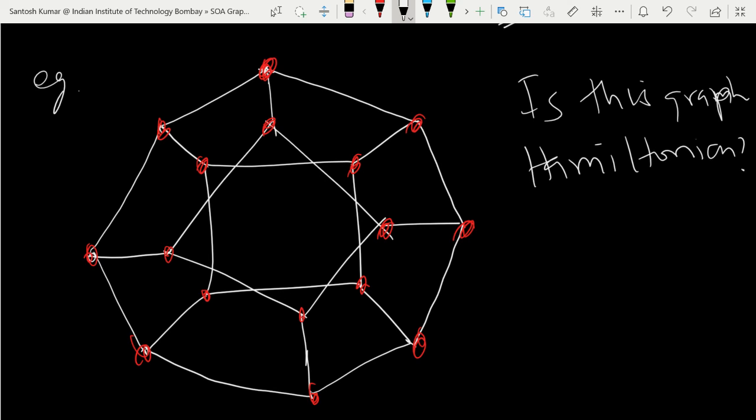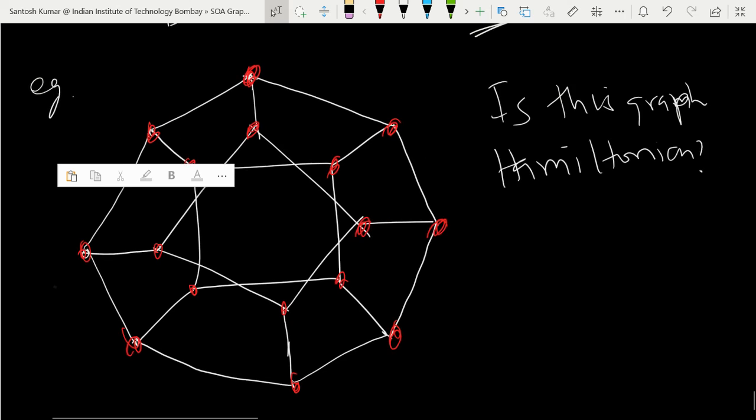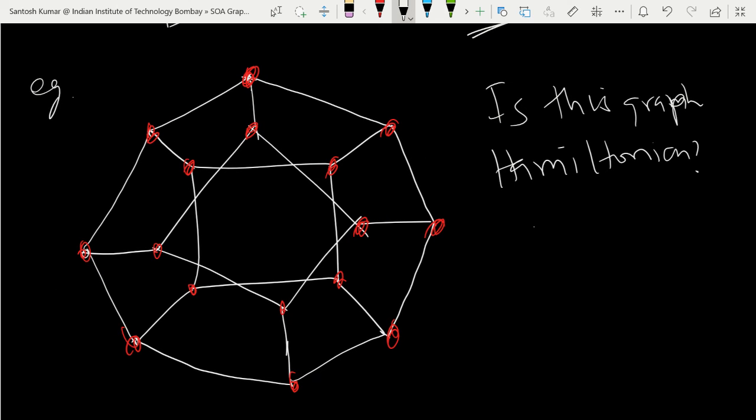You have the definition that if you get the spanning cycle, then it is Hamiltonian. Second, you have the necessary condition. Third, you have the sufficient condition. So you can try any way. You decide in your own way and tell me, is it Hamiltonian or not?